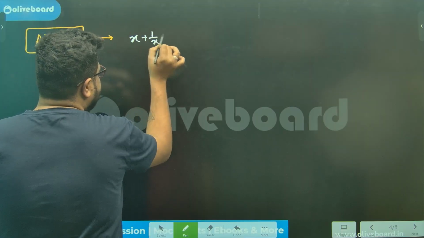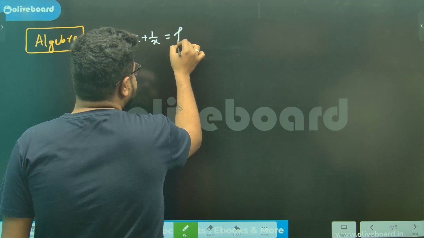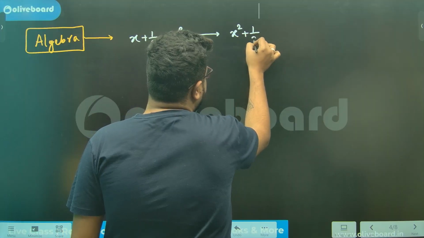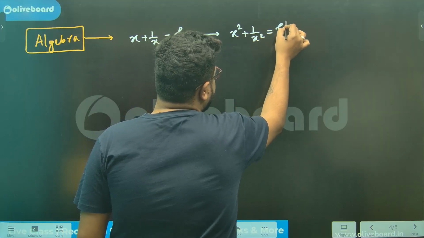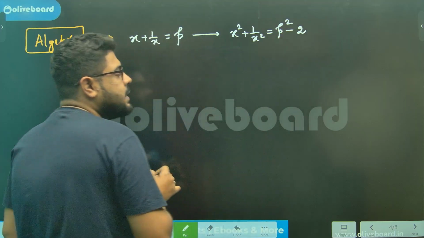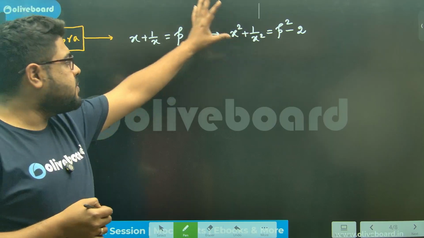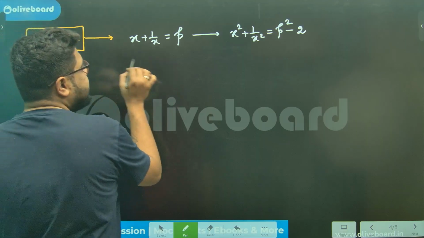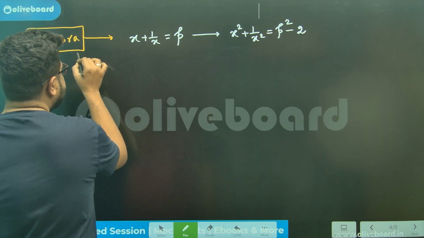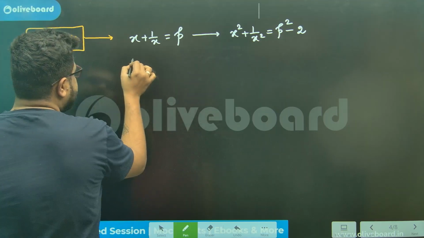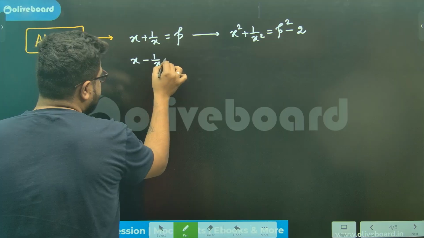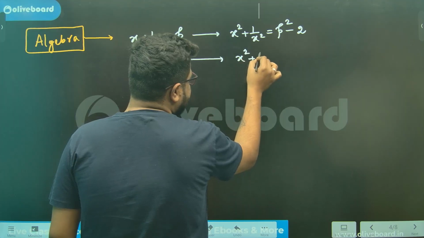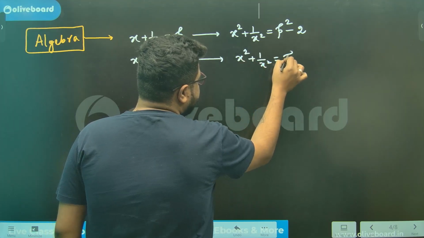If x plus 1 by x is given as p, then you can say x square plus 1 by x square will be p square minus 2. This is one of the most important forms. Again, you can just prove it by squaring both sides. Similarly, if x minus 1 by x is given to you as p, from there also you can get x square plus 1 by x square. That will be p square plus 2.